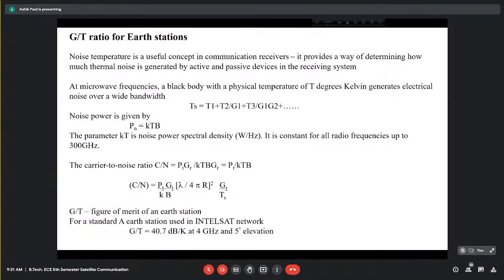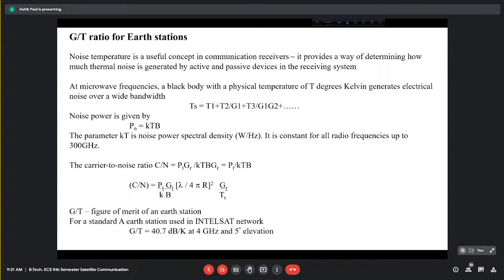Towards that end, earth stations are classified according to the value of the GR by TS which they possess, and a standard A earth station is one which uses a G by T ratio of 40.7 dB per Kelvin. That means GR is in dB and TS is in Kelvin. So that is why the unit is dB per Kelvin.